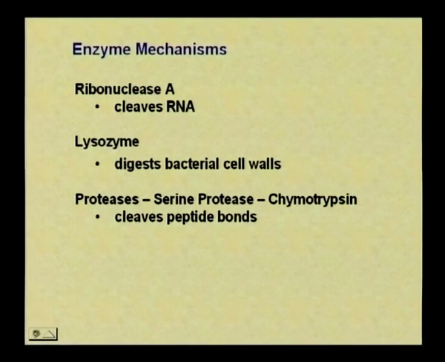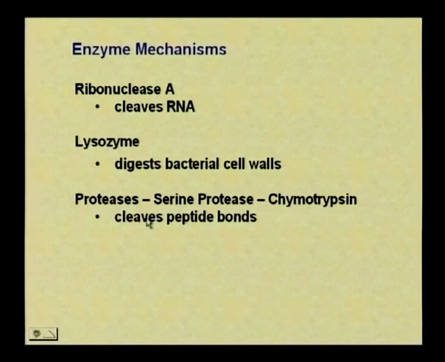Today, for 2 classes we will be considering enzyme mechanisms, and for this I have chosen 3 types of enzymes where we will be considering the enzyme mechanisms: ribonuclease A, lysozyme and proteases. Of the proteases, which we will see what they mean, we will be doing only one type of serine protease, that is called chymotrypsin.